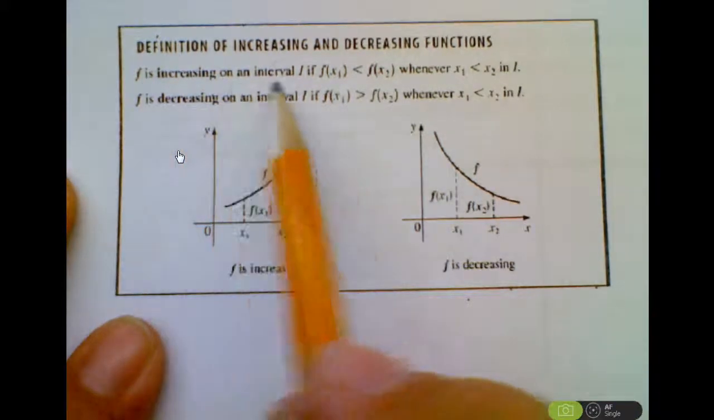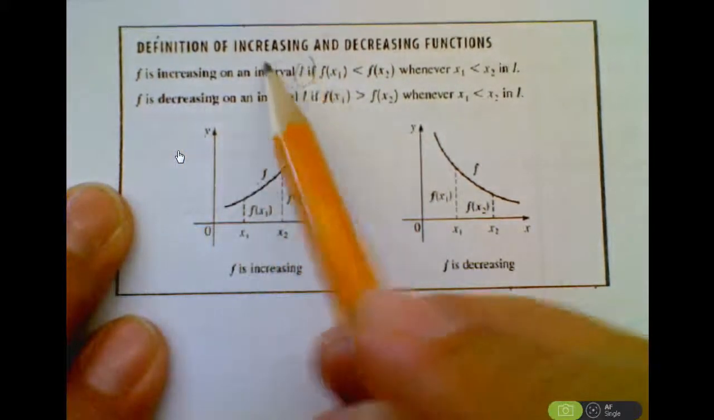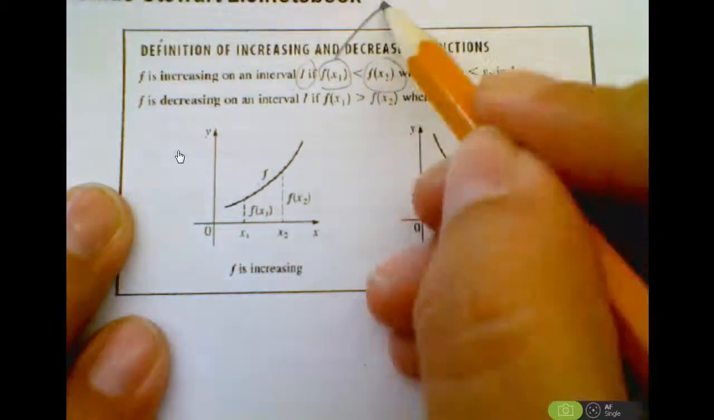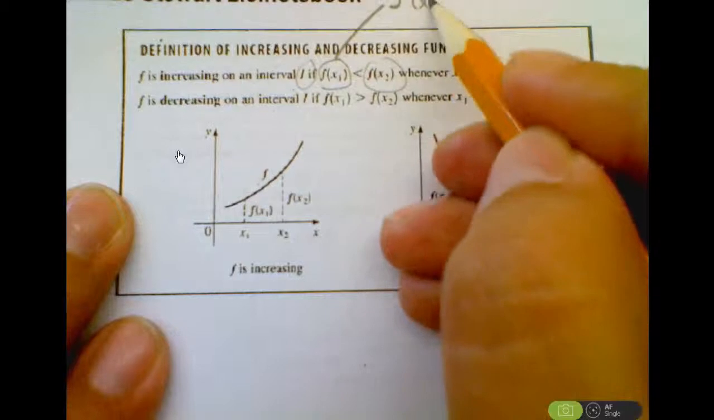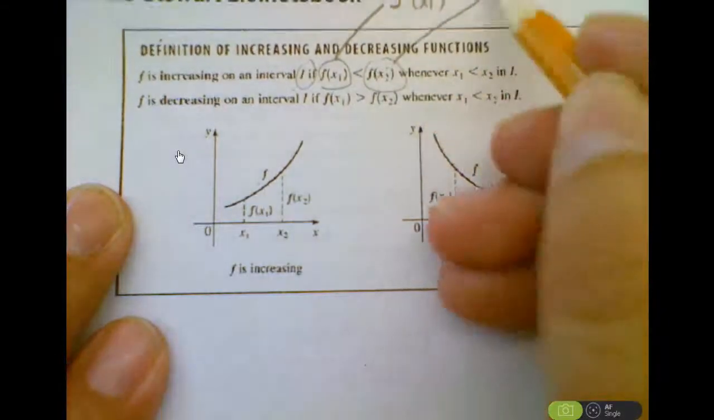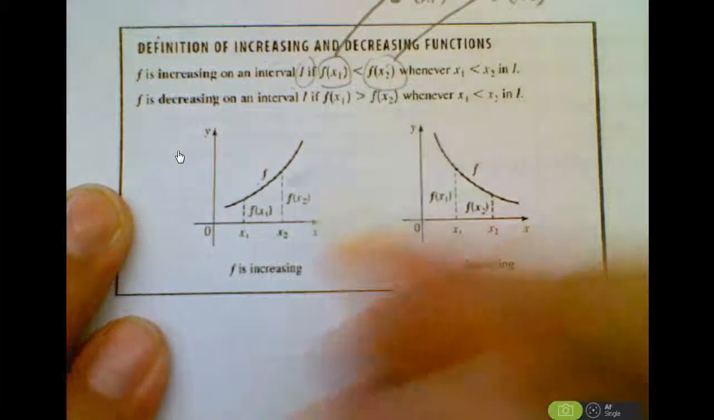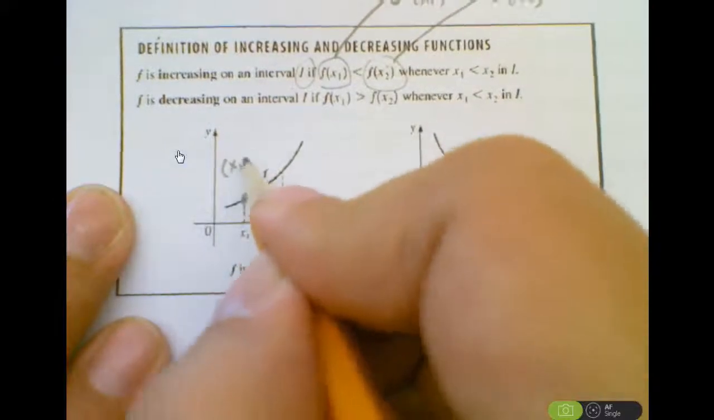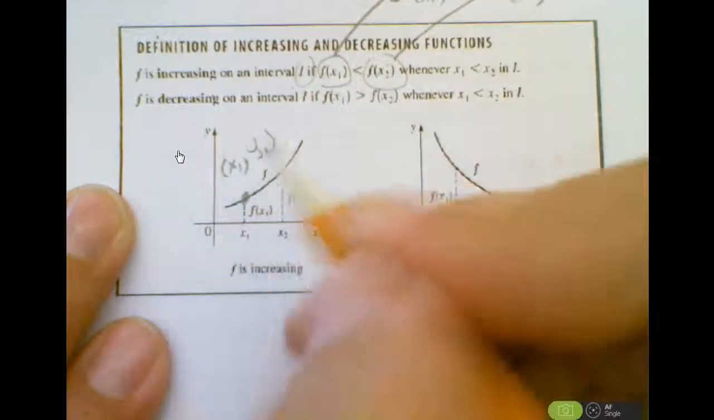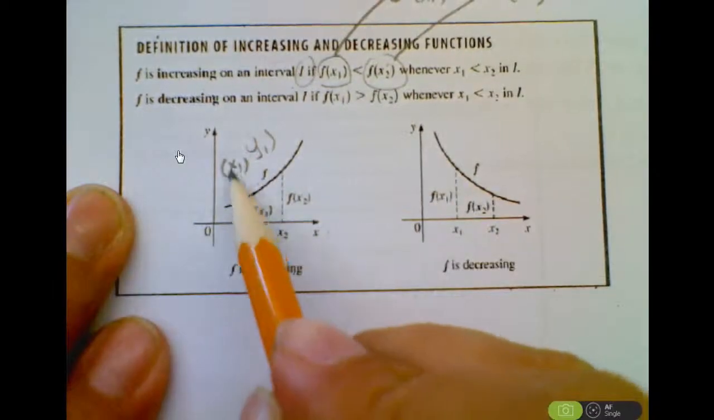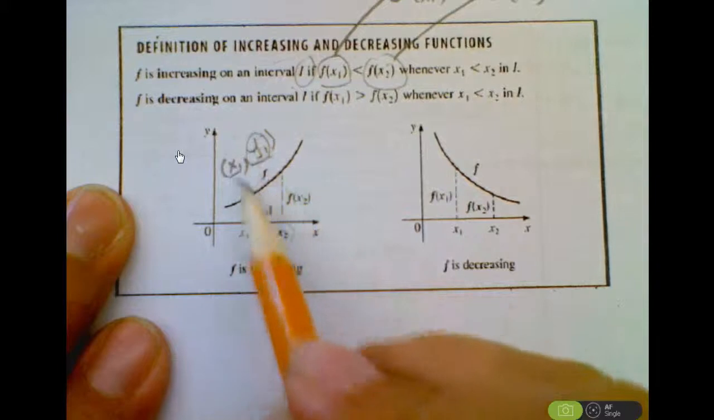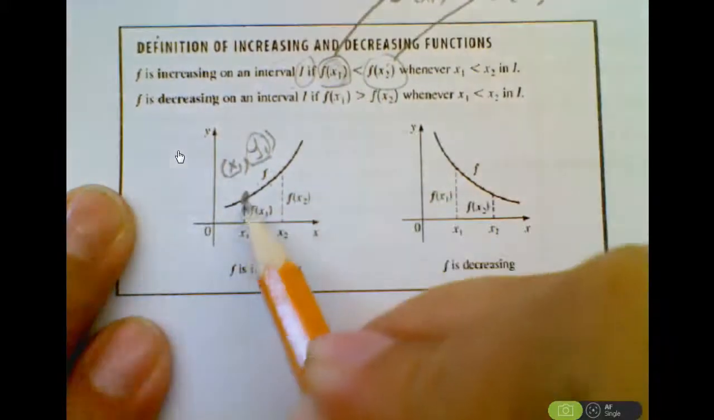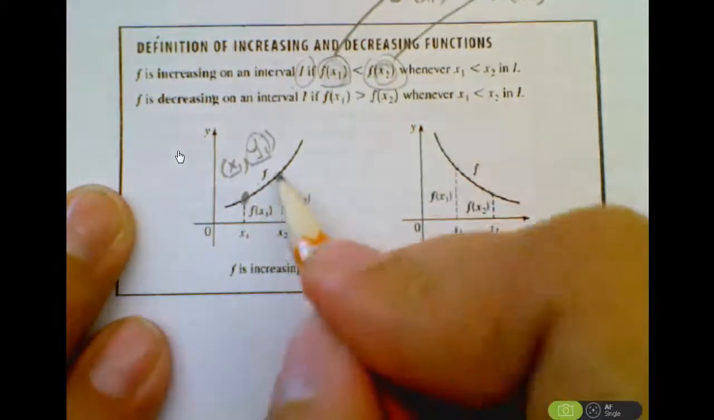It says f is increasing on an interval I. This is just a name for the interval. This is the y when x is x sub 1. This is the y when x is x sub 2. So right here, if this is x sub 1, this point will be x sub 1, let's say y sub 1. So in general, if this is an x and a y, you get the y by plugging in x sub 1 into f. So that's what it means. This is the y value for the first point. This is the y value for the second point.